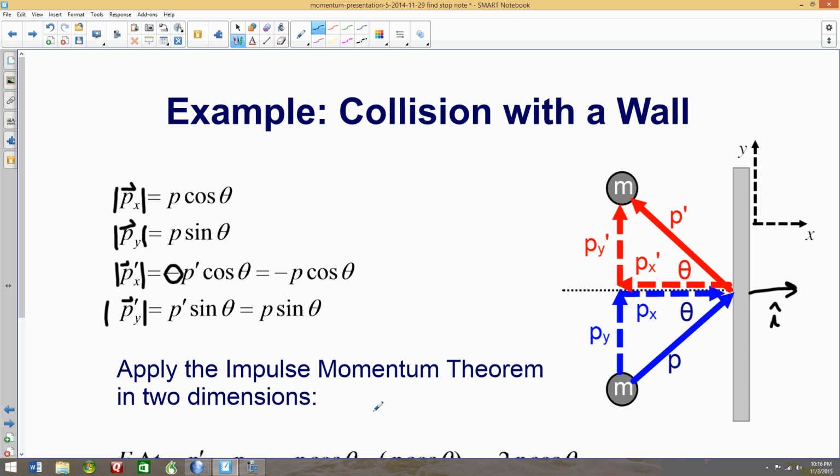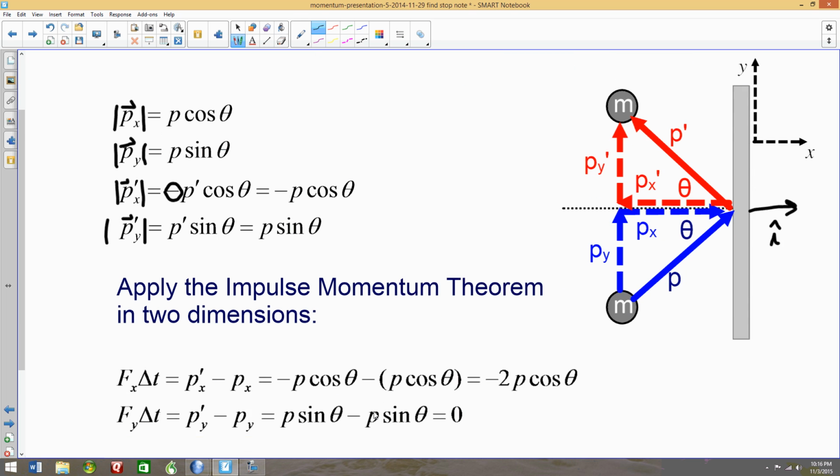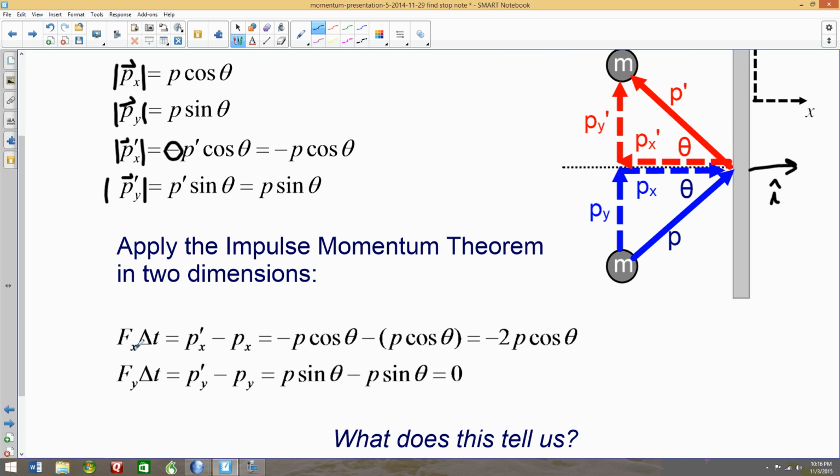So now if we apply the impulse-momentum theorem in 2 directions, we end up with the magnitude Fx times delta t is equal to px prime minus px. And that's going to be minus p cosine theta minus p cosine theta, and that gives us negative 2p cosine theta.